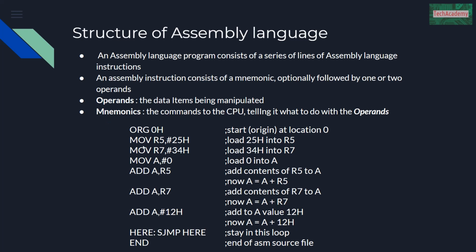So here move is a mnemonic, add is our mnemonic, then A, R5, A, this direct data, these are all operands. Move and add are our mnemonics. Again, at the second last line, sjump is again our mnemonic. So this is how the assembly code can be structured, or written in a series of lines which contain operands and mnemonics.